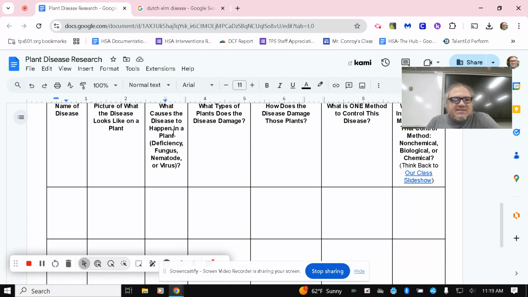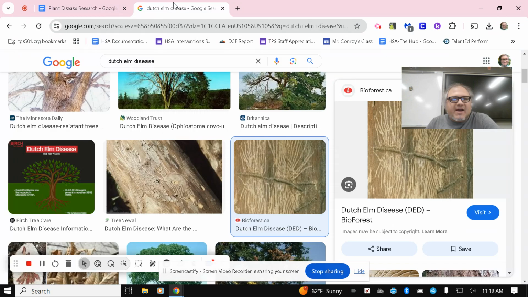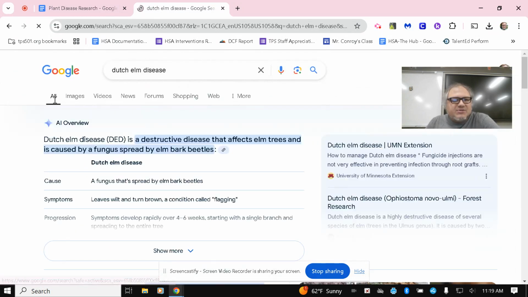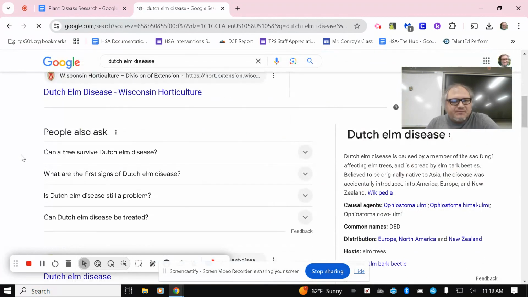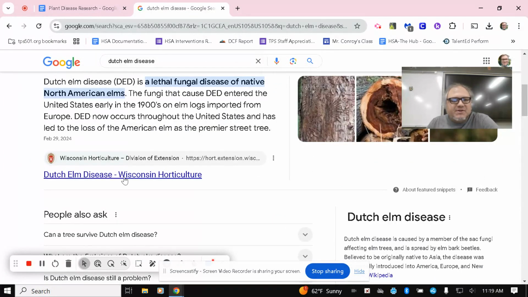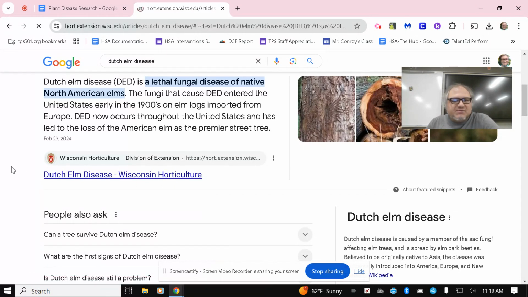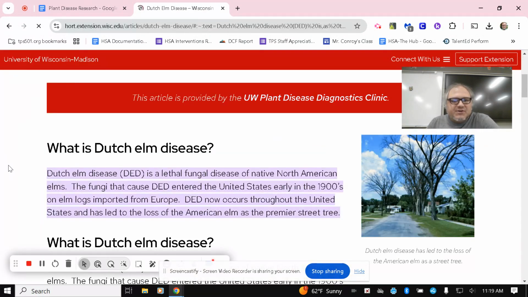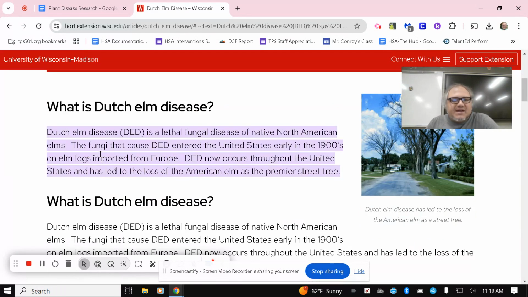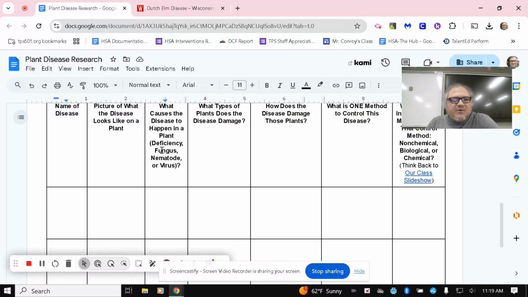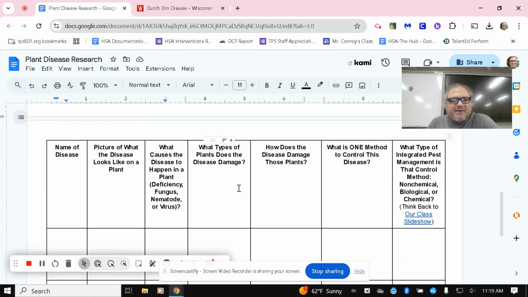So, what causes the disease to happen in a plant? Is it a deficiency, a fungus, a nematode, or a virus? When you look at the general search information, you should be able to find some pretty good resources. So, for example, chances are you'll get some sort of website like this where it's related to some sort of department of horticulture, and it'll give you some details. For example, here on Dutch elm disease, it says it's a lethal fungal disease of native North American elms. So, what causes the disease to happen? It's a fungus. So, that's what I would list for that one.